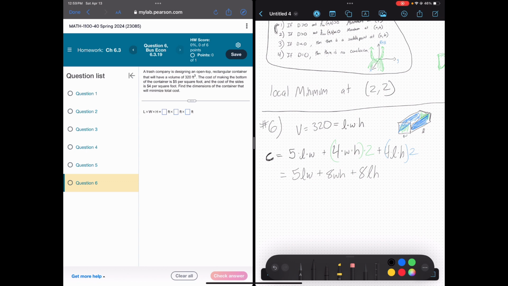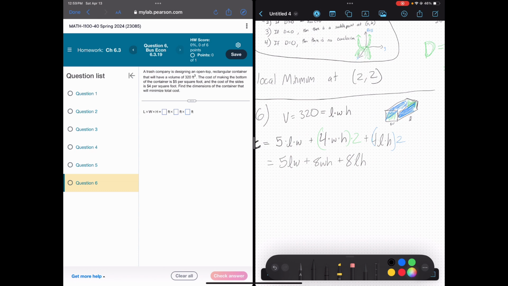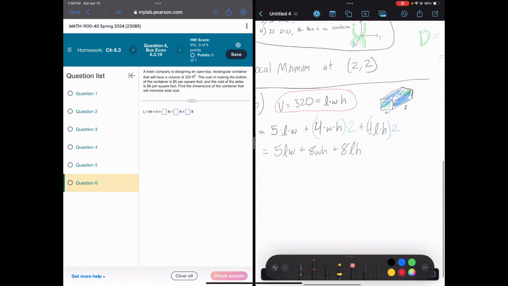So at this point, I could go ahead and start taking partial derivatives. I could take the partial derivative in terms of length, in terms of width, and in terms of height, and have 3 different partial derivatives. And if you remember, when I'm looking for a critical value, I'm looking for where all of my partial derivatives are equal to 0. But if I do that right now, I'm going to end up with lots of possible critical points. What have I not used yet? I haven't actually used my constraint. I do have a constraint here that the volume has to equal 320.